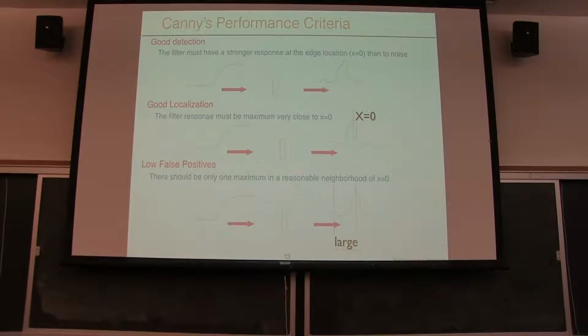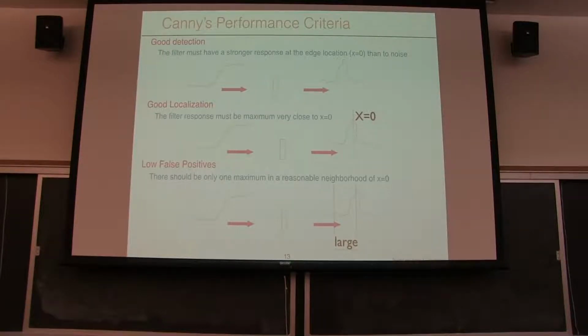The second thing is he wanted good localization. What that means is that this nice peak that you have over here, you really want it to be around x equals 0, where my ideal edge is. So I want to find the edge where it happens. So I want to have a large peak on the output, and that peak has to be near x equals 0. And he did this in a nice way, working with the frequency response of the filter, and he can actually solve for the closed form solution of the best filter that satisfies this.